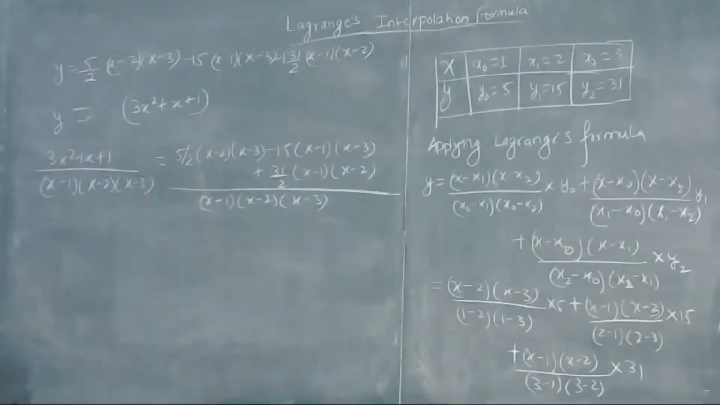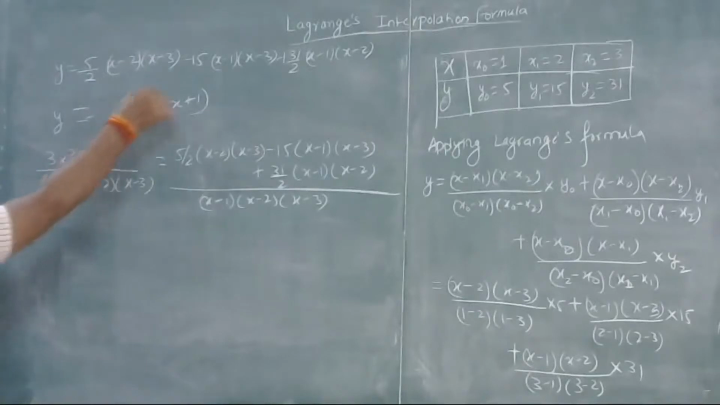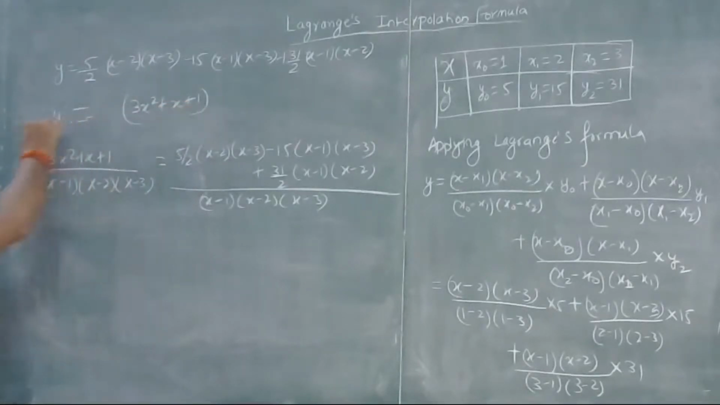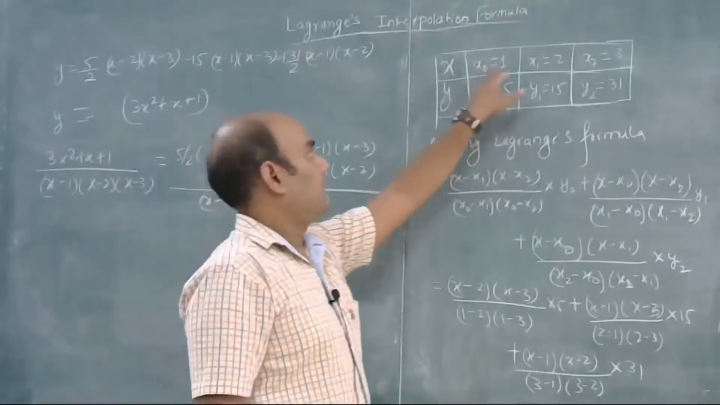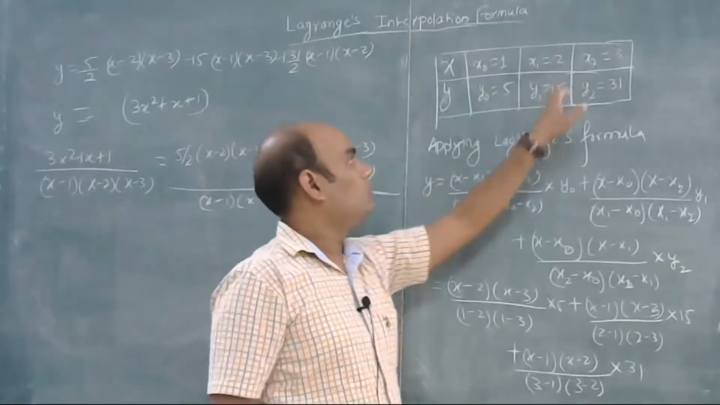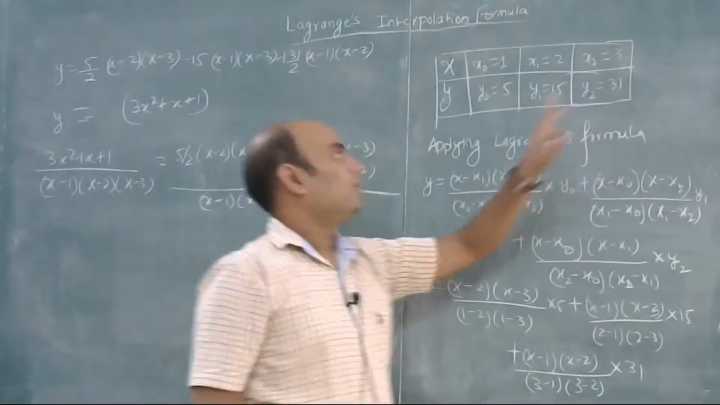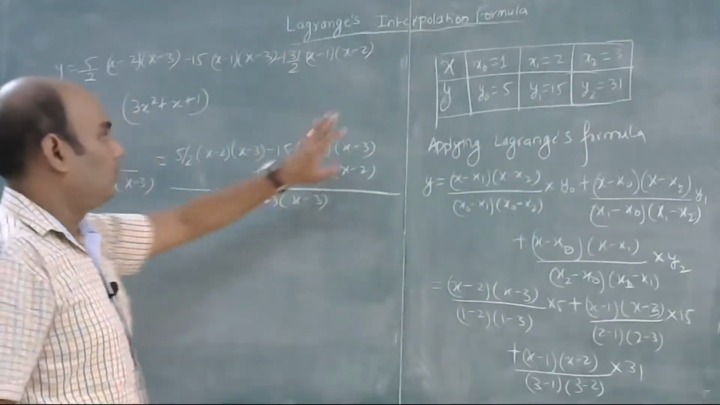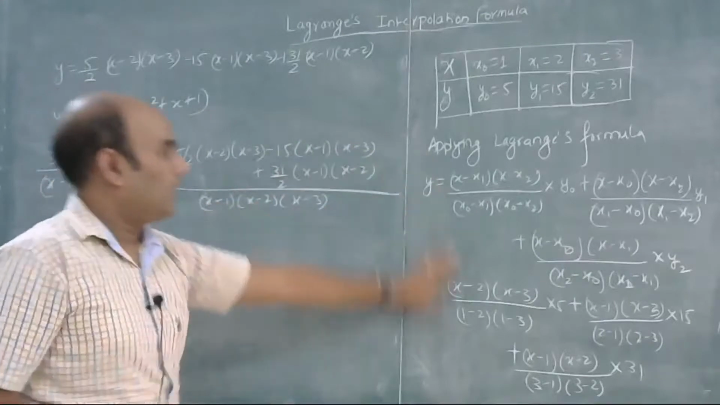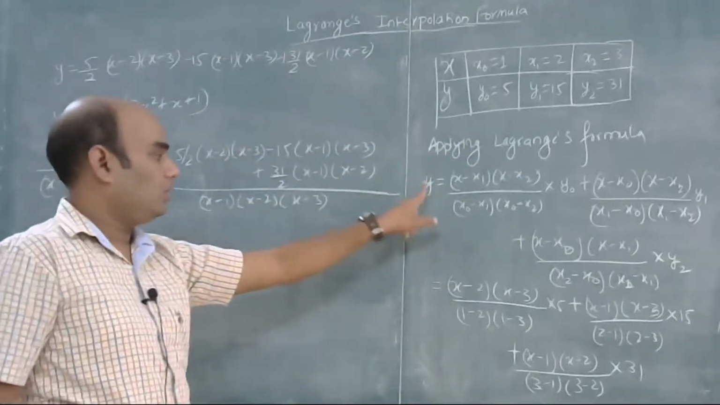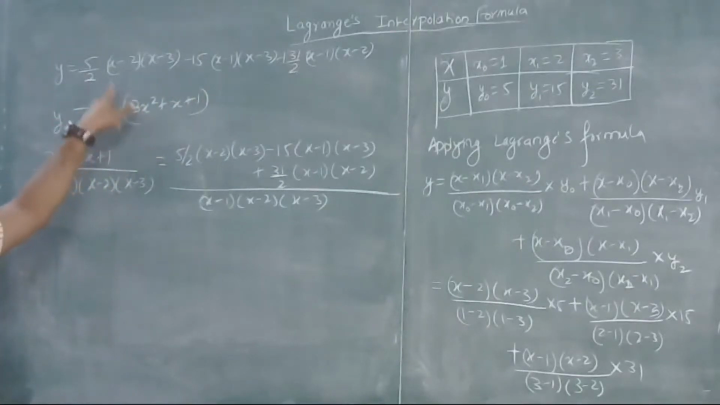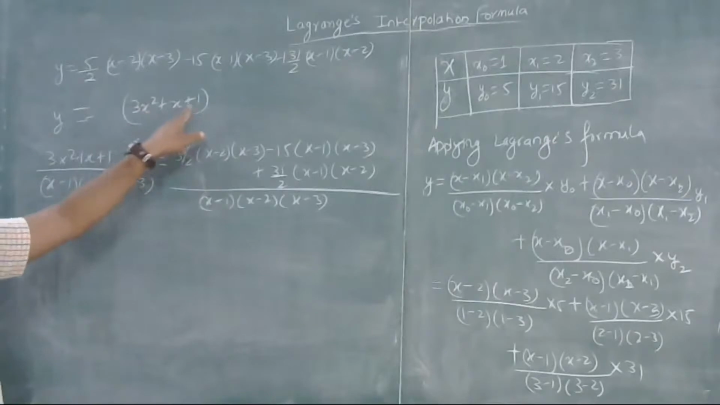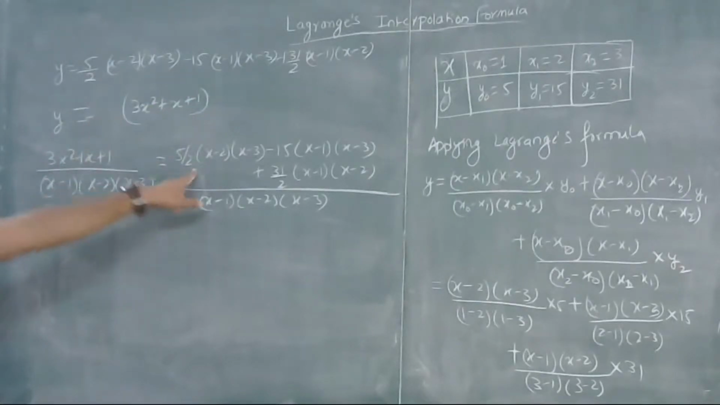So what we have done, we have taken this 3x square plus x plus 1 as y, okay, and substituted the values of x equal to 1, 2 and 3, and we have prepared this table. When x is equal to 1, y is equal to 5, when x is equal to 2, y is equal to 15, when x is equal to 3, y2 is equal to 31. Okay, so by using Lagrange's formula, we have found a function of y with respect to x. Okay, and this is equal to this. So we have substituted the value of x square plus x plus 1 here.